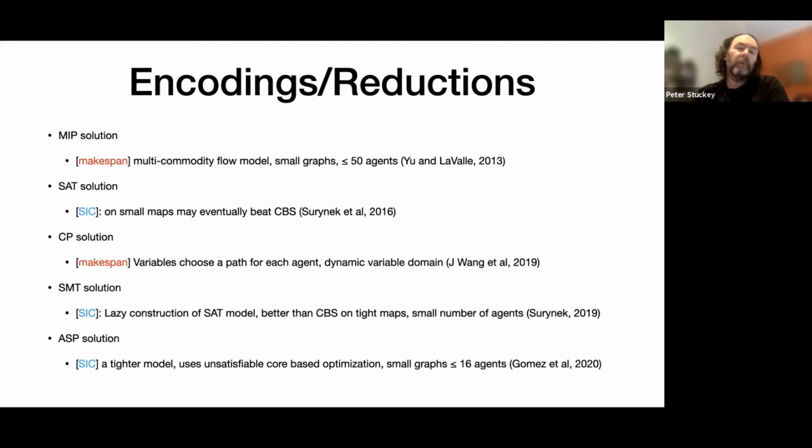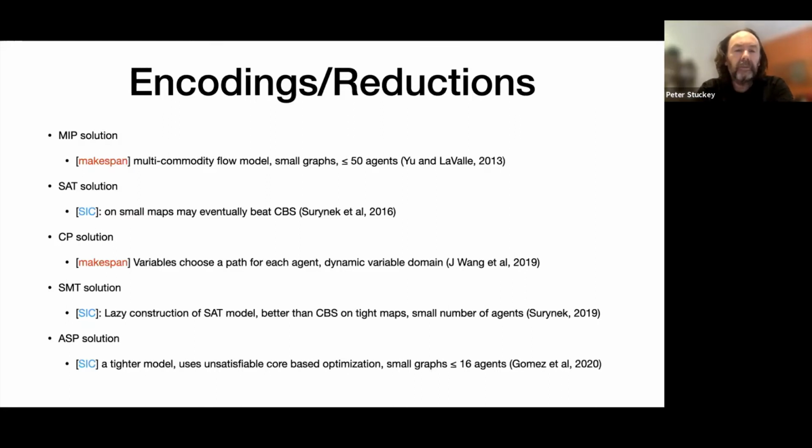Of course, we can do encodings and reductions to various discrete optimization technologies. For a MIP solution, it's a multi-commodity flow model. It works for small graphs and less than or equal to 50 agents, and that was for makespan. It's a bit harder for sum of costs. There's a SAT solution using sum of costs as the objective, and on small maps it can beat CBS.